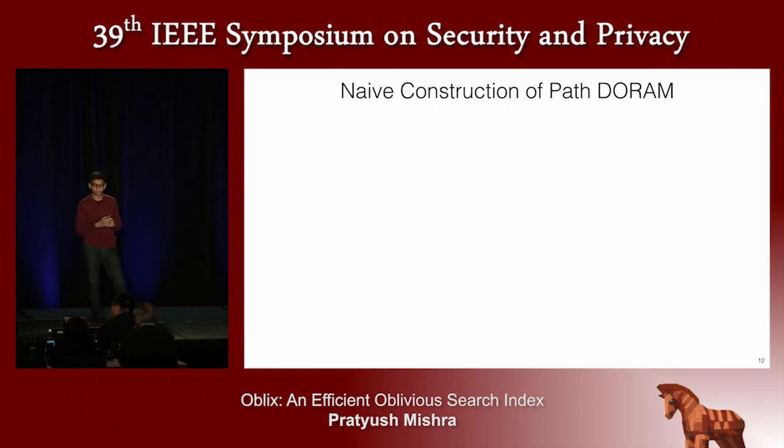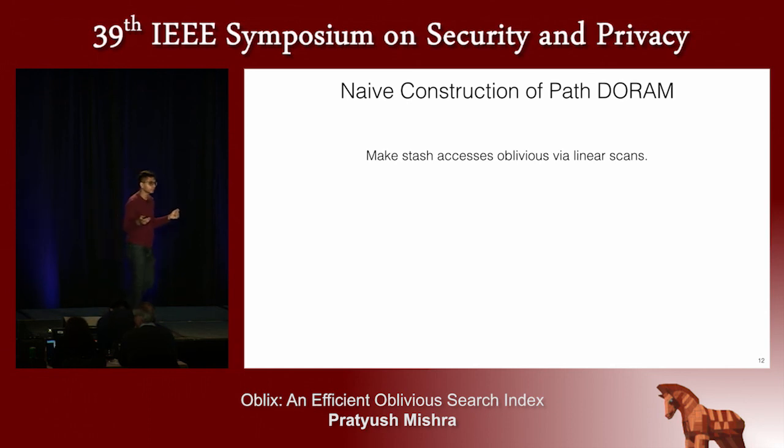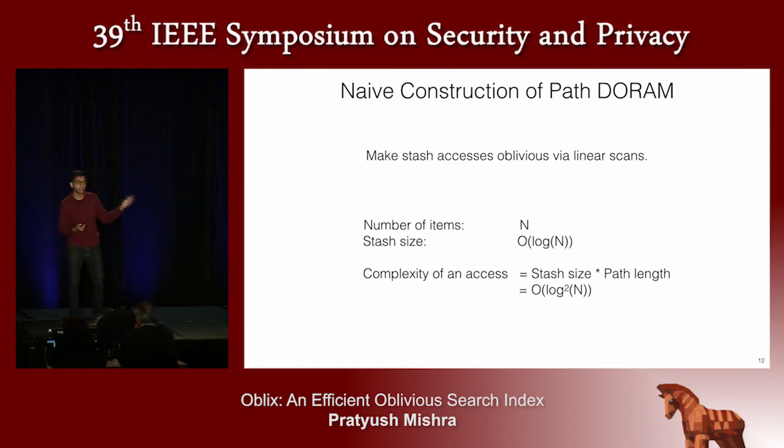Okay. So let's see how we can make path ORAM oblivious, or W-oblivious. The simplest way to do this is to make all stash accesses linear scans. These inherently become data independent now. However, this is lacking in terms of performance. If you have n items, then path ORAM says the stash size is log n, and then the complexity of a single access, particularly the write, becomes the stash size times the path length, and this is quadratic in the stash size, or O of log squared n.